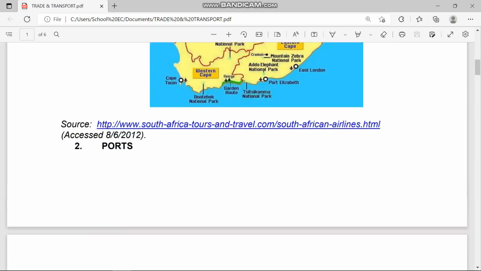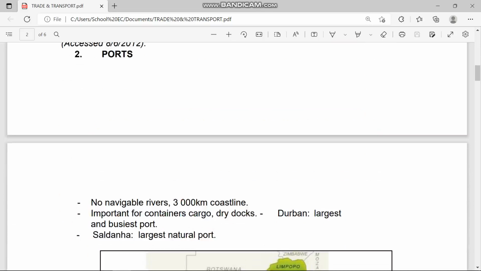Okay, let's go down. The second one is ports. Let me first explain what ports are. Ports are areas that are so close to oceans, just as Cape Town, PE, which is Port Elizabeth in Eastern Cape, Durban and so on. These are the areas that have ports. This is ship transport, this is water transport.